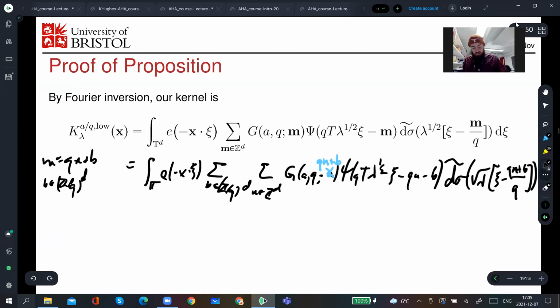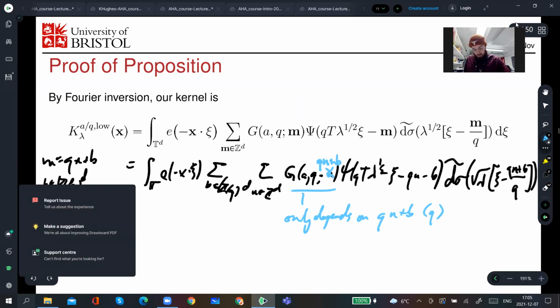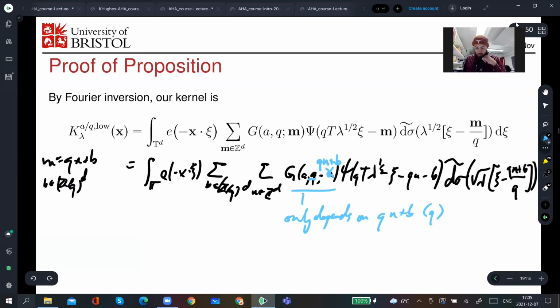Recall that the Gauss sum only depends on what's happening mod q, only depends on qn plus b mod q. That's what this parameter right here is keeping track of. And we can see that also comes up over here. qn over q is just n, right? And we get to rewrite all of this as follows.